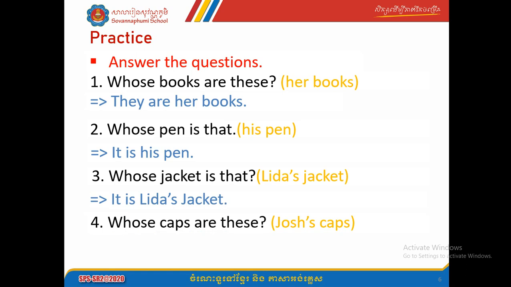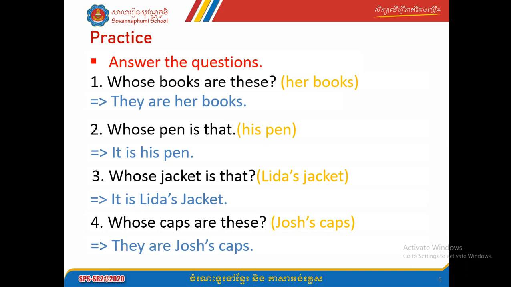Okay. The last one, number 4. Whose caps are these? Cap with s. Okay. Answer is say Joe's caps. Mean a cap for Joe's. Okay, so how do you answer? Whose caps are these? You can say it is or they are. Okay, cap with s, so you're gonna say they are Joe's caps. Okay.